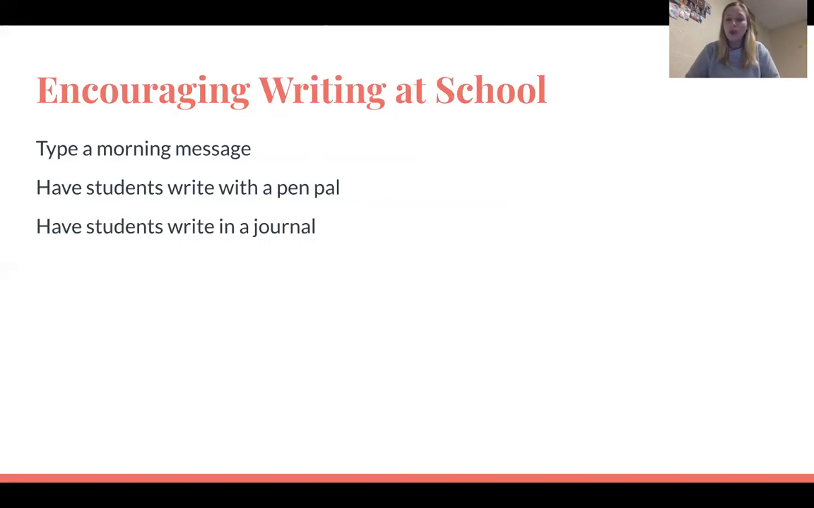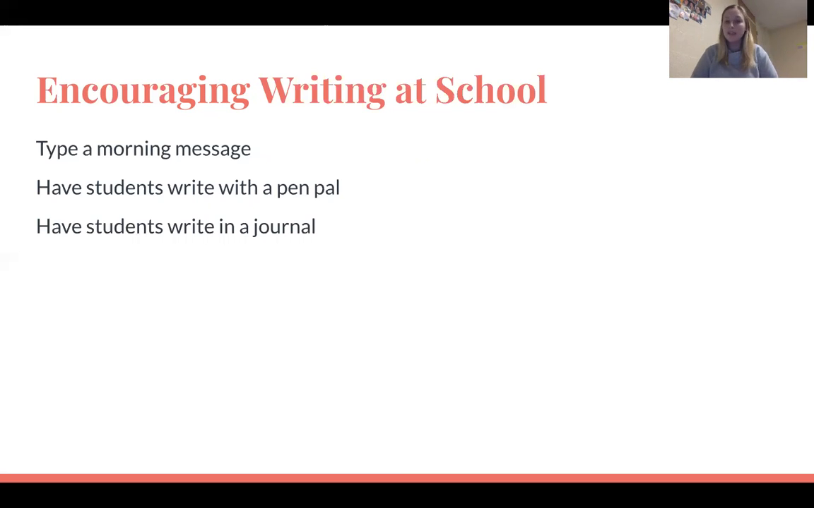Having students write with a pen pal is something I want to do, whether it's just another student, another school in another state, another country, whatever it is. I want to have students have a pen pal this year so that they can learn how to write letters to somebody. It's also going to encourage them to write neat so that the other student can read it. And it's a fun way to write. So hopefully they will enjoy that.